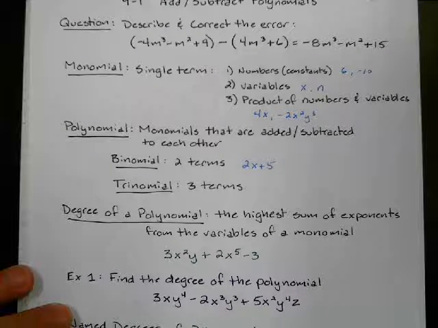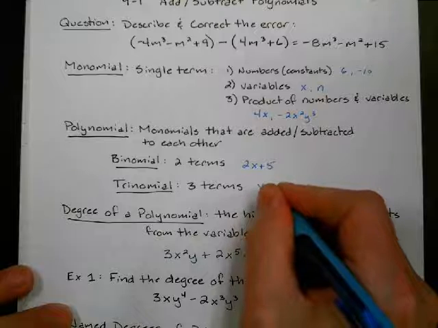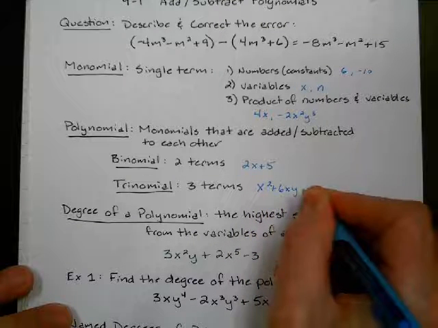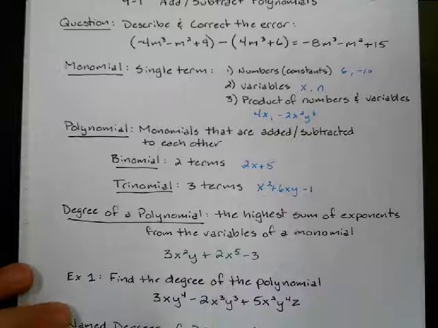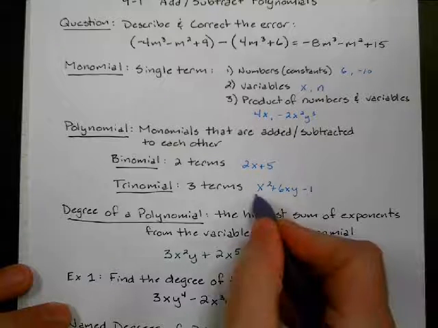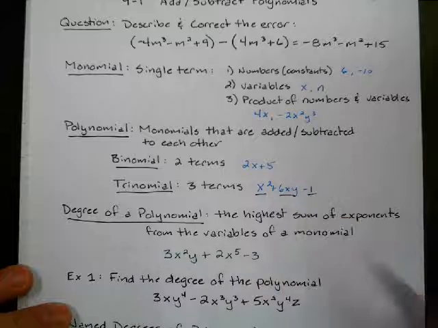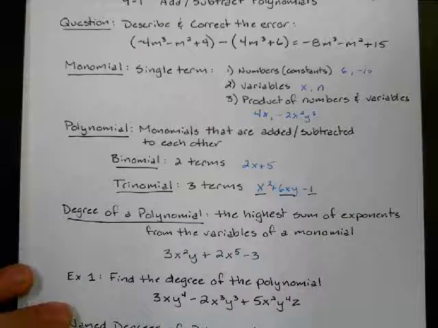A trinomial would have three terms. That might be something like x squared plus 6xy minus 1. I see here that I've got x squared, there's a term. 6xy, there's a term. 1, there's a term. There's three terms right there. So we would consider that to be a trinomial.